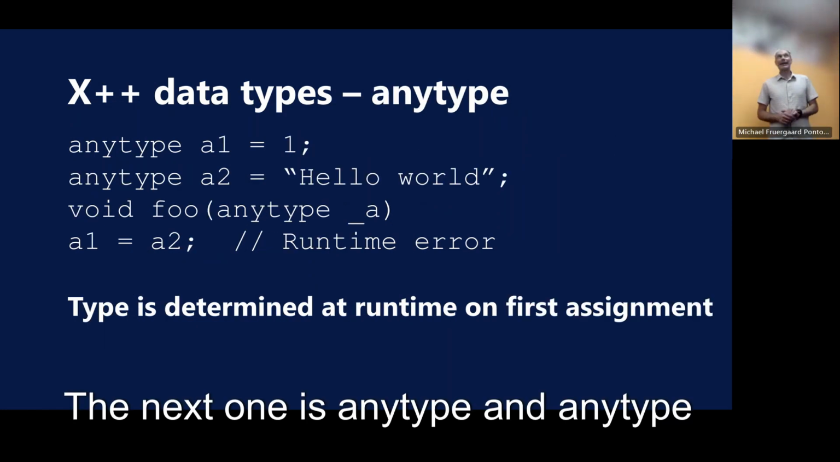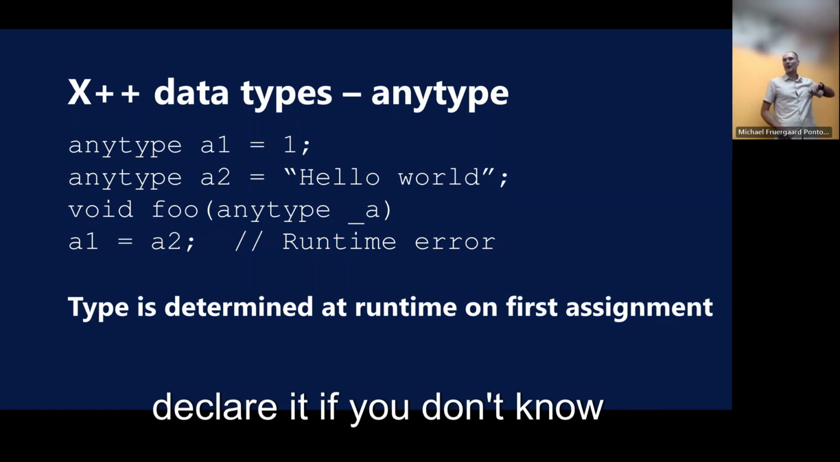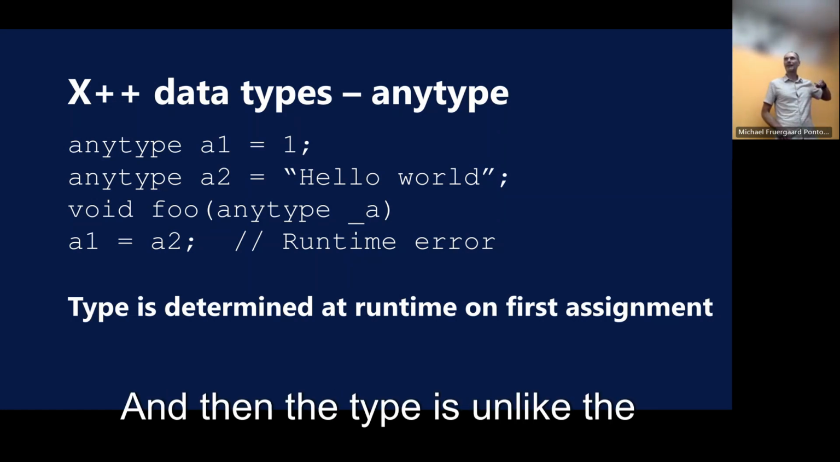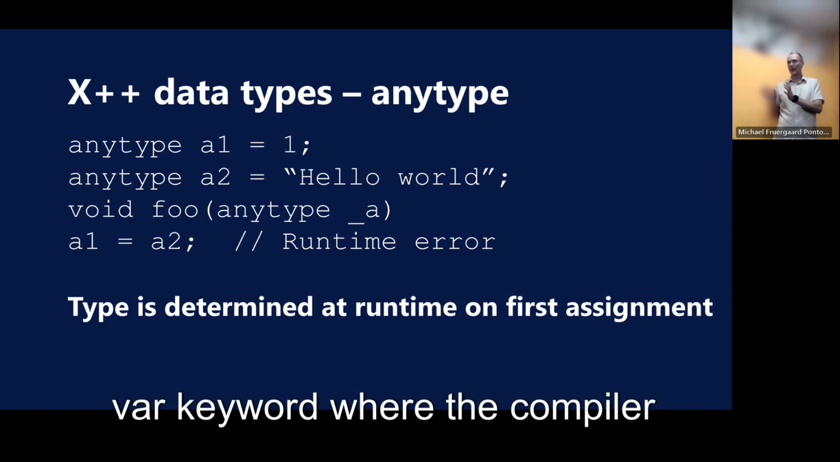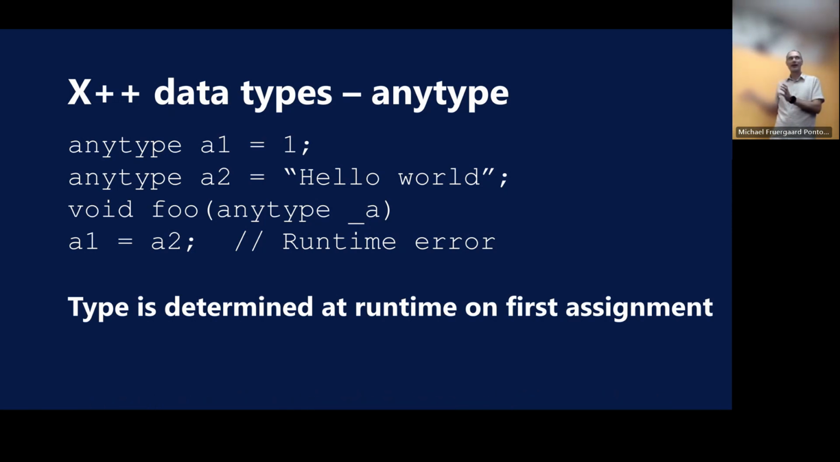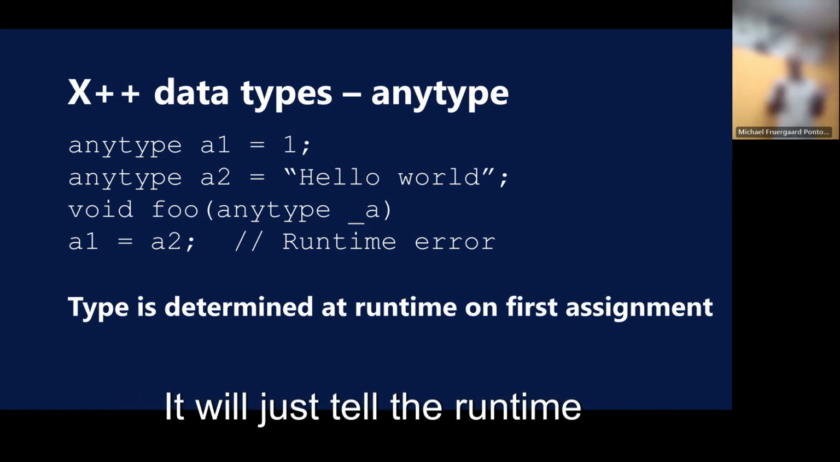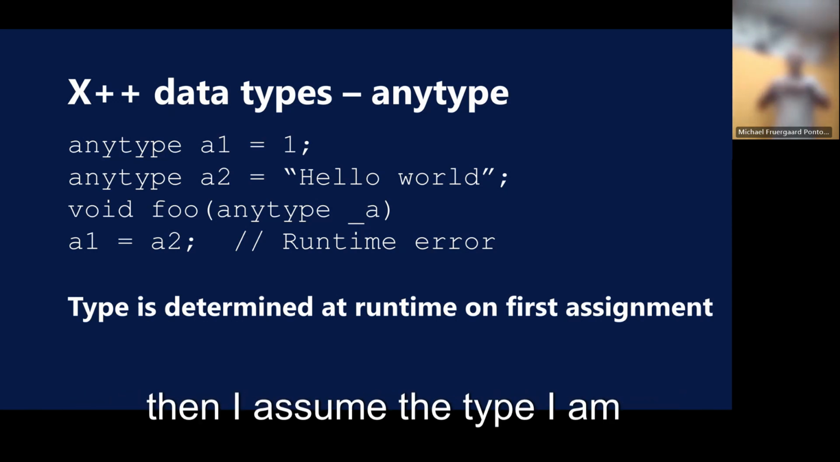The next one is anytype. And anytype is special because you can declare it if you don't know what type you want. It's unlike the var keyword, where the compiler is inferring what type it is, and you get a compiler error if you cannot determine it. Here, the compiler doesn't care, right? It will just tell the runtime that the first time something is assigned, then I assume the type.